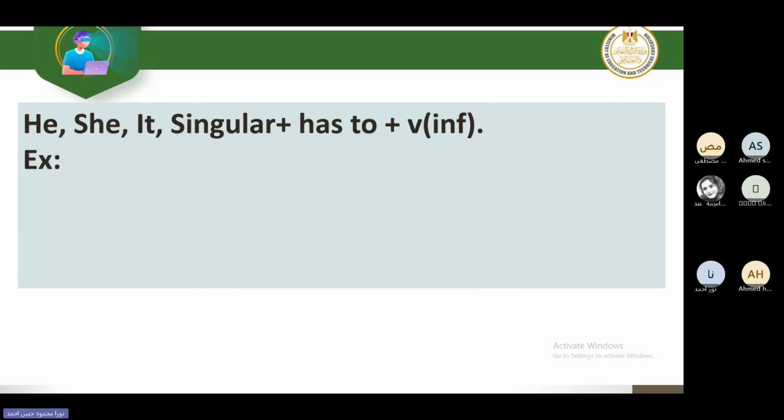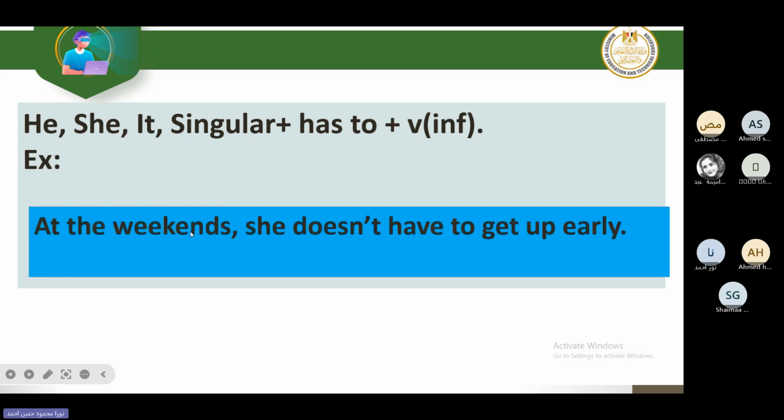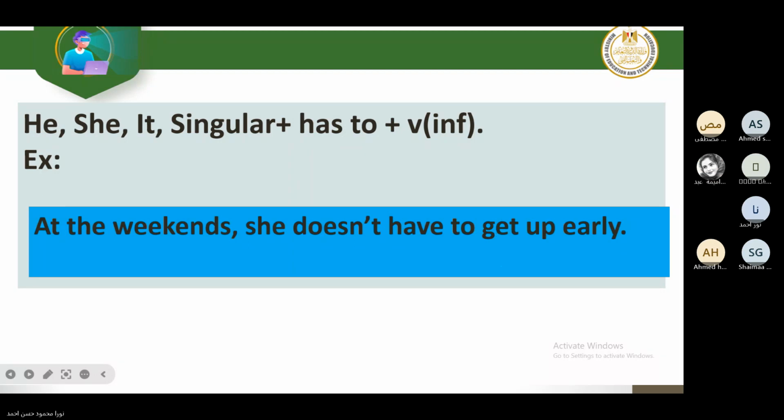What about the second group? He, she, it, and the singular nouns take has to plus the verb in the infinitive, right? Okay. Can you think of an example? At the weekends, she doesn't have to get up early. Okay? Because you don't have work, you don't have school, so it's not important to get up early. So we say doesn't have to plus the verb in the infinitive, which is get. Excellent.